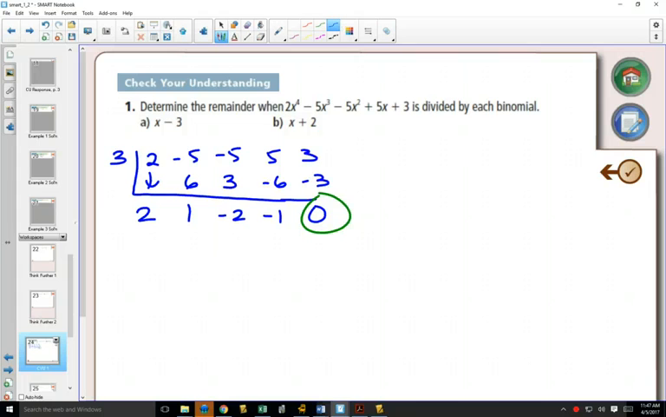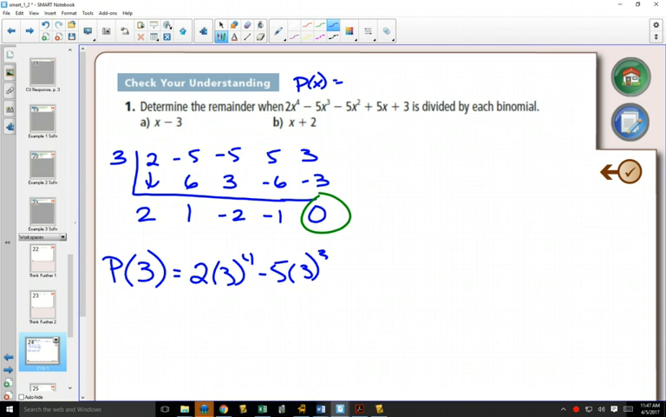The remainder theorem says if this is my polynomial, I'm going to name it p of x equals that whole thing, then I have to plug in 3. So that would be 2 times 3 to the 4 minus 5 times 3 cubed minus 5 times 3 squared plus 5 times 3 plus 3. It almost took just as long to write out plugging in the 3 as the whole synthetic division took.